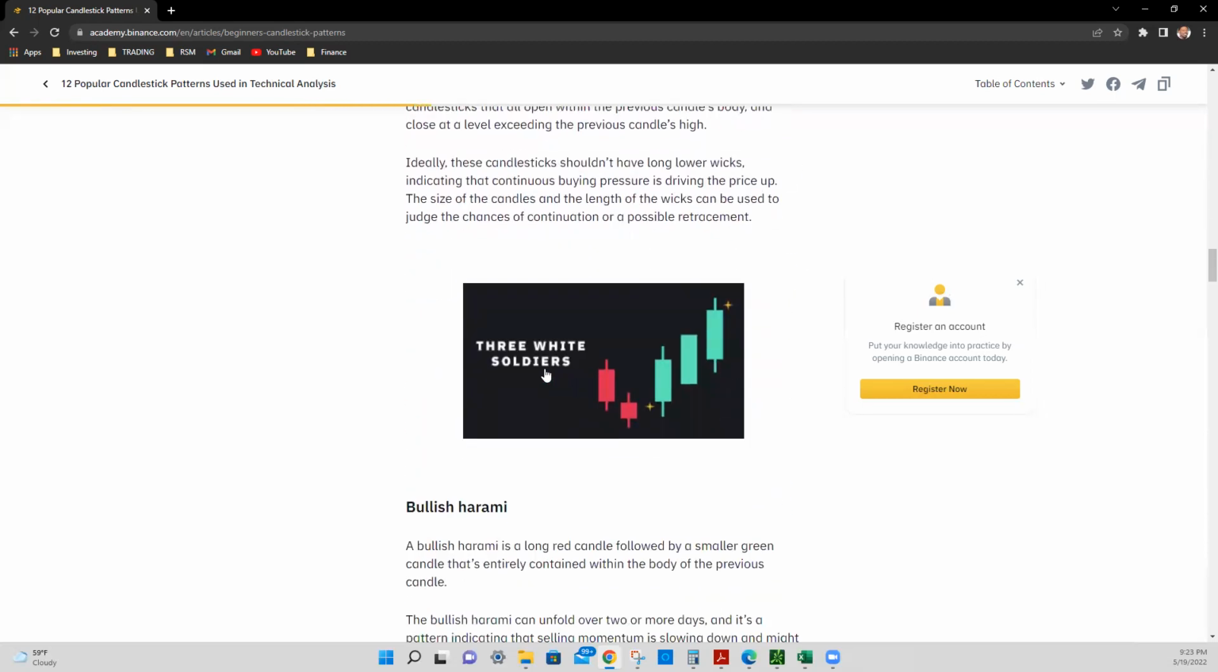And then the three white soldiers. I love this pattern here. Basically, there's a downtrend, and then you get three big bullish candles. And I trade on the 5 minutes. So this would be 5, 10, 15 minutes of just buyers dominating the price, which indicates an uptrend. So if I see the three white soldiers pattern, that's good for an uptrend.